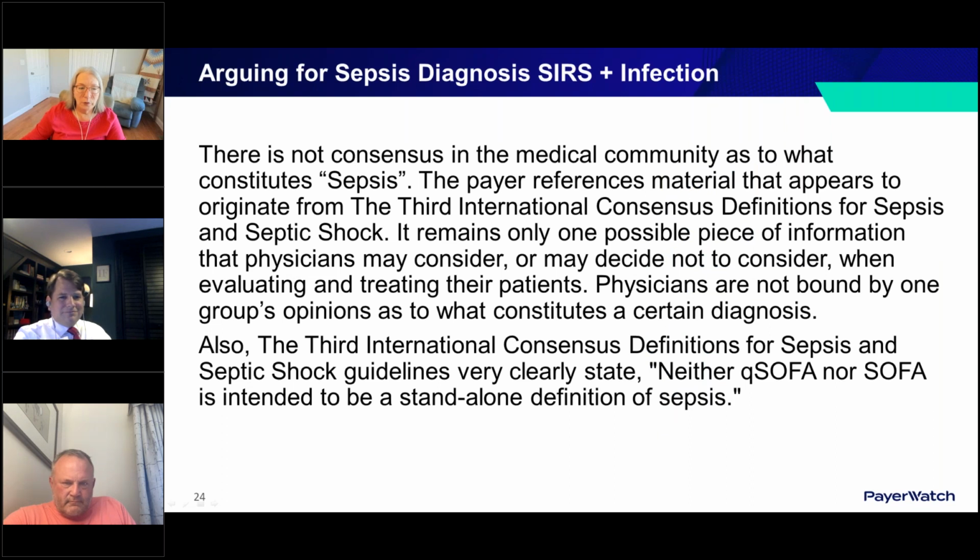So here's a couple of statements you can use as well that we use at PayerWatch in our appeal arguments: that there is not consensus in the medical community as to what constitutes sepsis, and Dr. Ossman just talked about all of that conundrum or dichotomy. And we say, the payer is referencing material that comes from SEP3, and that's only one possible piece of information that physicians may consider or may decide not to consider when they are evaluating and treating their patients, and physicians are not bound by one group's opinion as to what constitutes a certain diagnosis. So the SEP3 and even the SEP2 definitions were created by a group of experts' opinions.